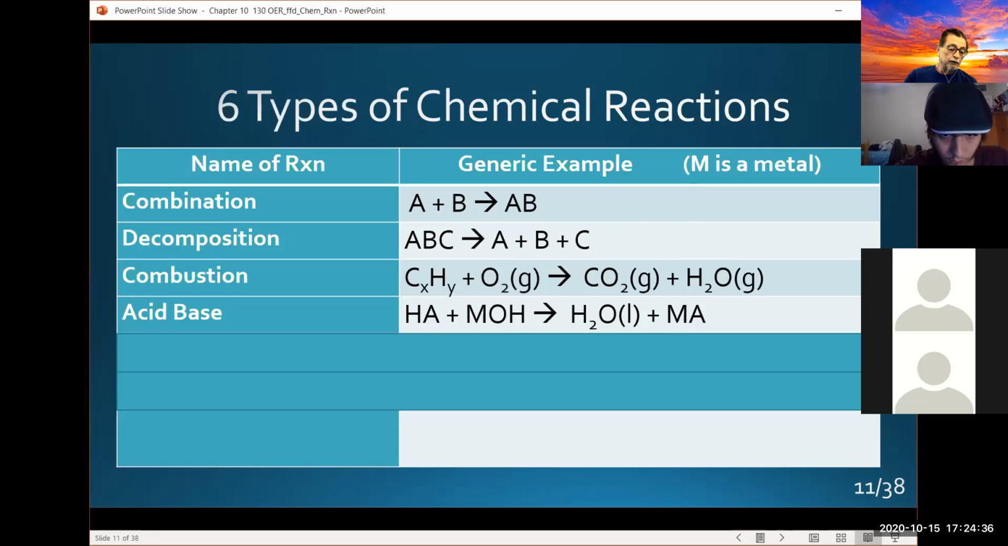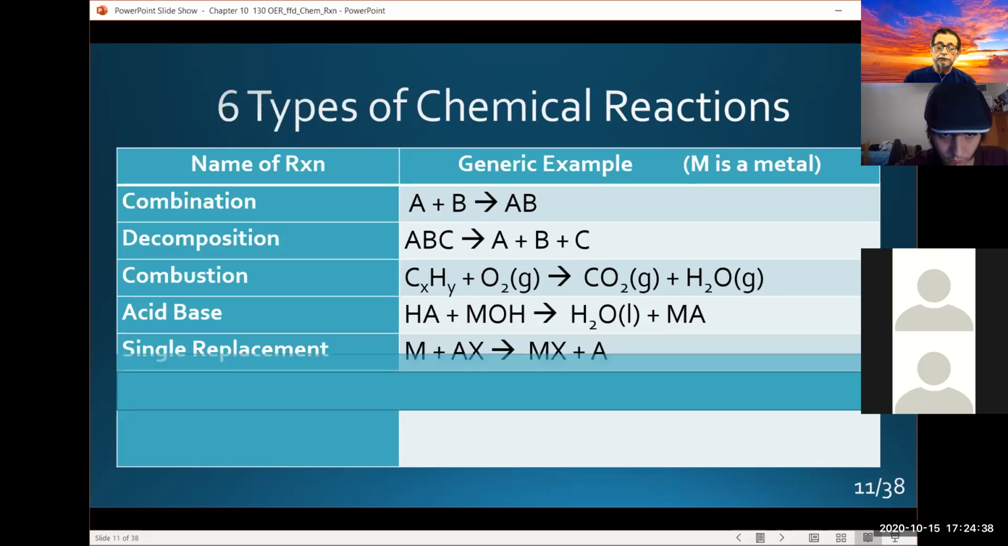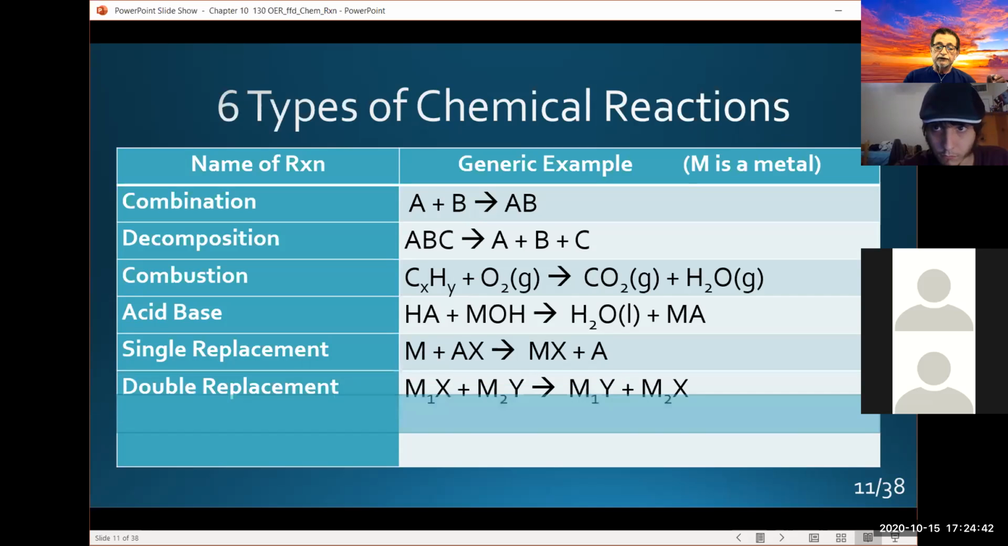Okay, where are we at? We have a couple more minutes. And single replacement. So those are the six reaction types that we have.